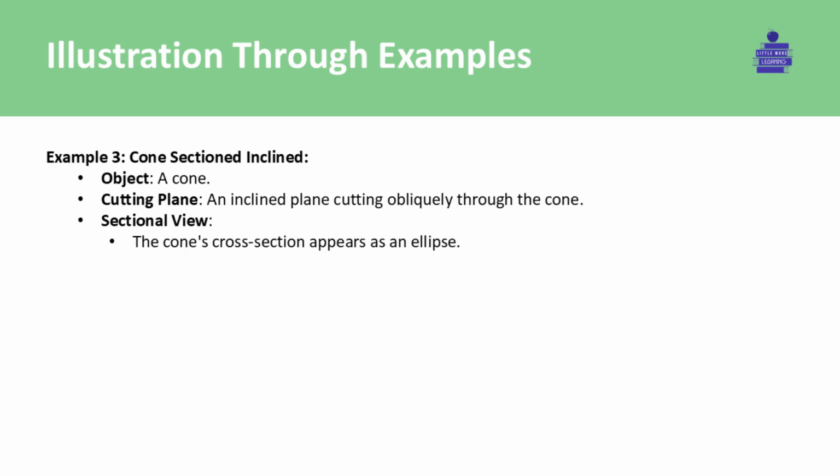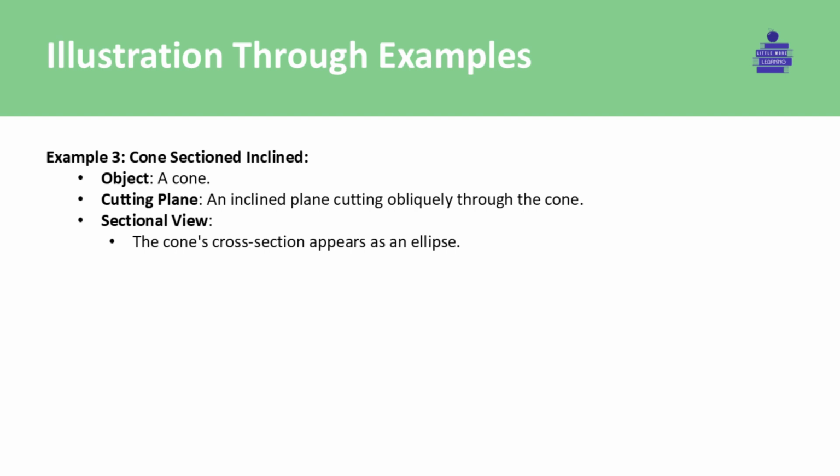Let's explore another fascinating example of sectioning, a cone cut at an angle. Imagine holding an ice cream cone and slicing through it diagonally. What shape would you see? When we cut a cone with an inclined plane, we get what mathematicians call a conic section. In this case, an ellipse.